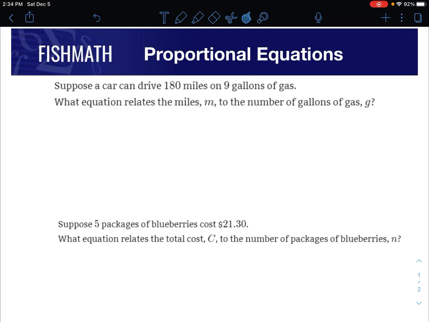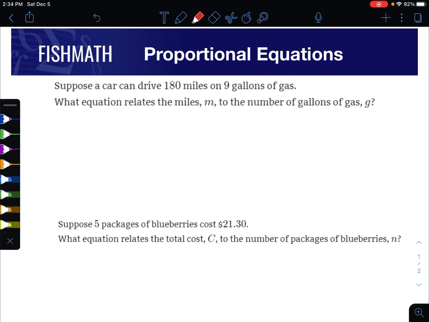In this video, we're going to talk about proportional equations. So given a rate, we're given a rate of 180 miles on 9 gallons of gas. We're going to first find the unit rate.